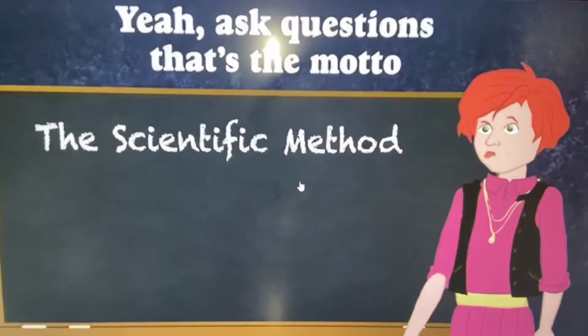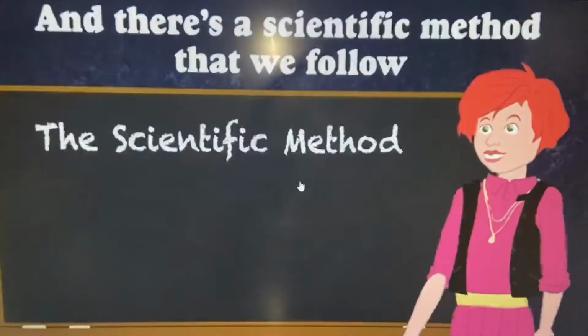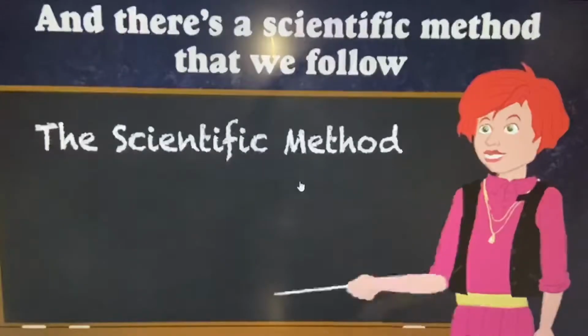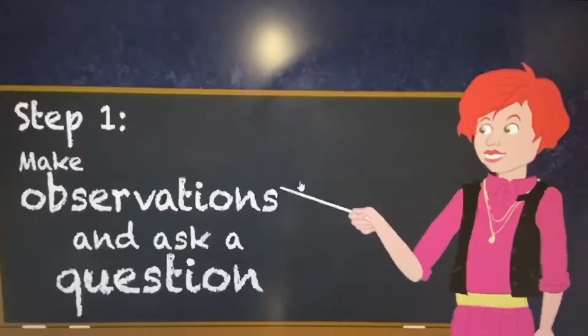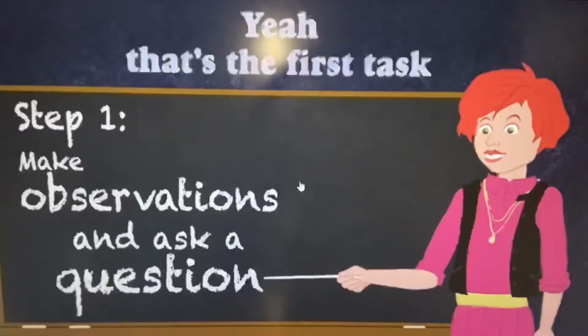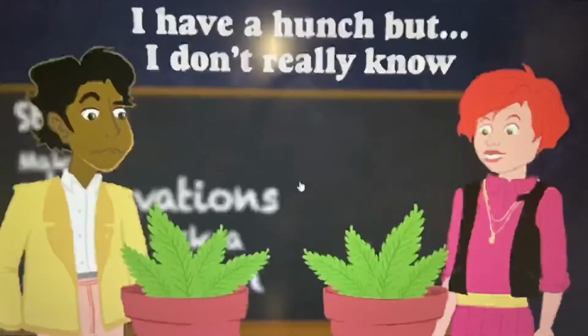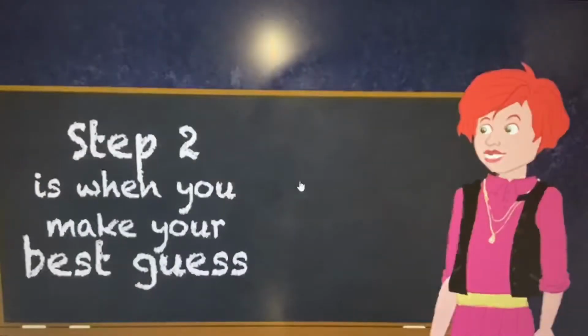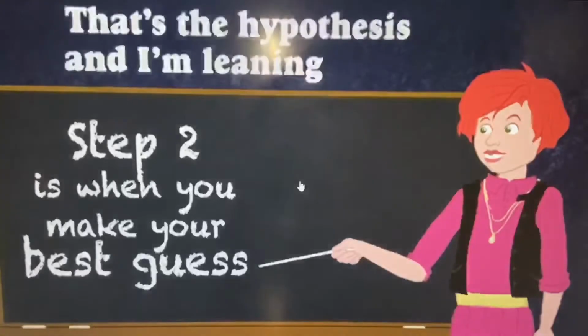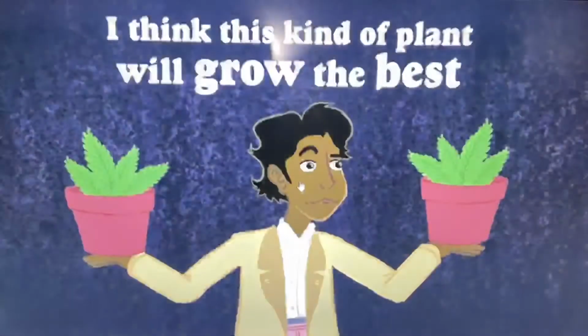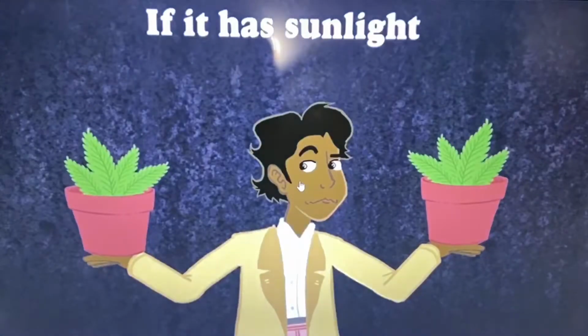Ask questions, that's the motto. And there's a scientific method that we follow. Step one, make observations and ask a question. Yeah, that's the first task. Like, does this plant need sunlight to grow? I have a hunch, but I don't really know. Step two is when you make your best guess. That's the hypothesis, and I'm leaning yes. I think this kind of plant will grow the best if it has sunlight.